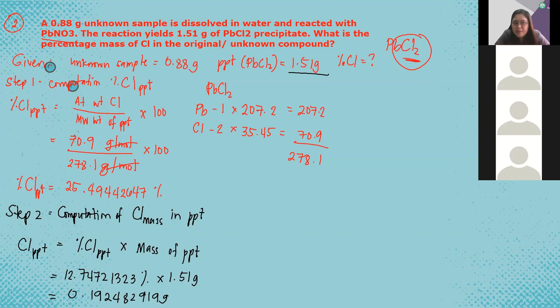I hope nasundan bakit 70.9 ang ginamit ko, kasi dalawa yung chloride natin sa lead chloride. Unlike sa first natin na example na AgCl. So doon 35.45 lang talaga ang ginamit ko sa step 1 kasi isang chloride lang naman yan siya. Dito dalawa. So do not forget that. Yun yung gagamitin natin ngayon here in the computation.